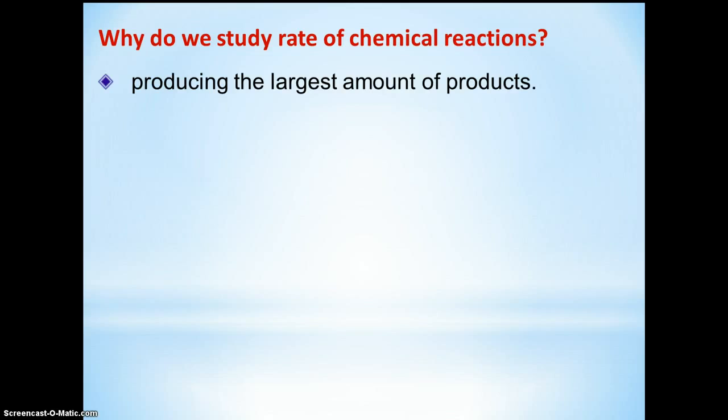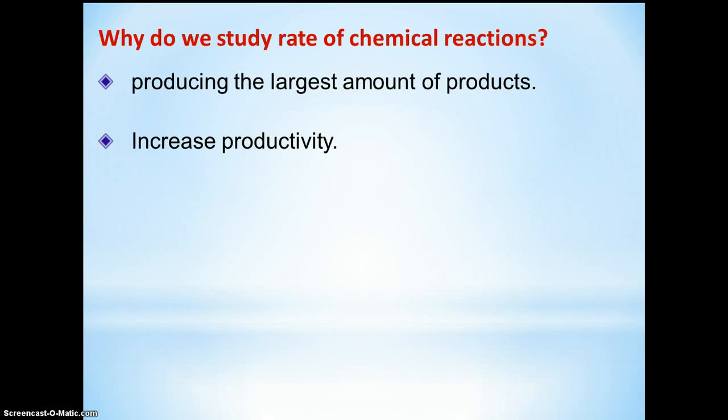Another reason is we want to increase the productivity. What kinds of factors actually affect the rate of reactions, or in the end affect the amount of products that are produced? So these are some general ideas.